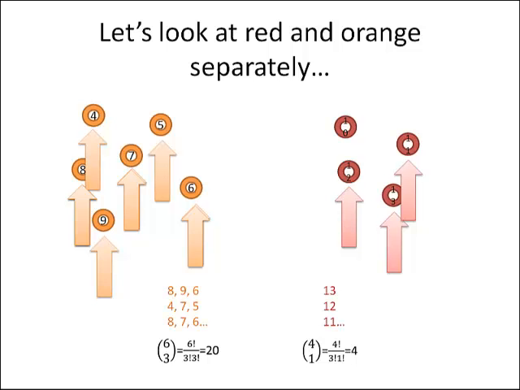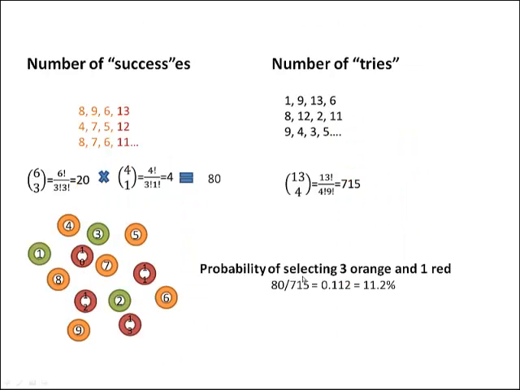We get the same thing we got before, except all the oranges are on one side and all the reds are on the other side. All these oranges over here and all the reds are over here. And then we bring them together. We want to know what is the number of ways we could actually have this.